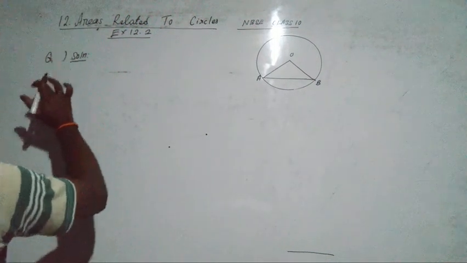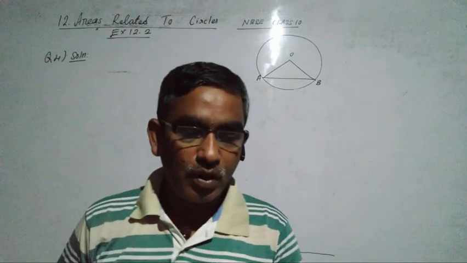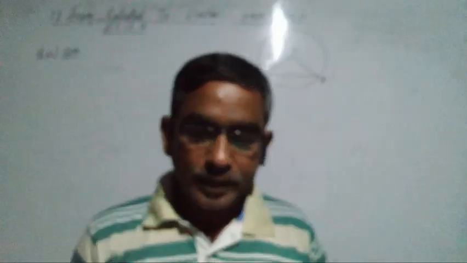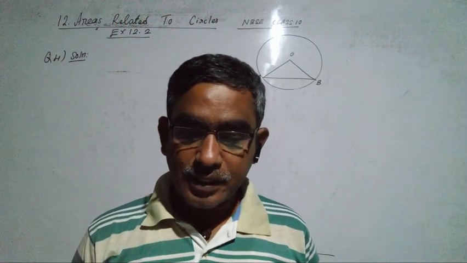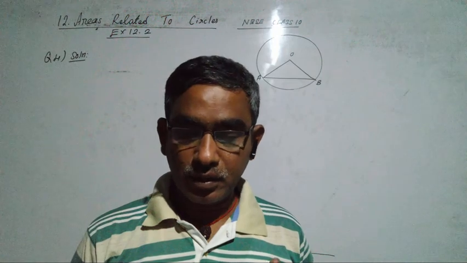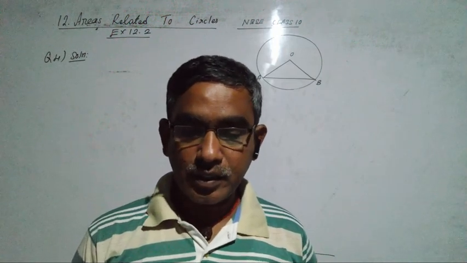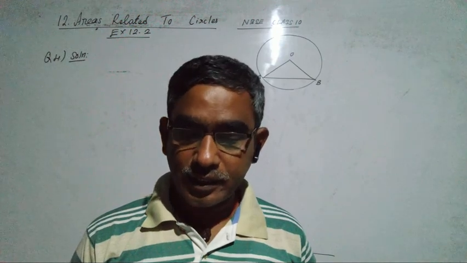Let's come to question number 4. A chord of a circle of radius 10 centimeter subtends a right angle at the center. A chord is given and radius 10 centimeter. It makes a right angle at the center. Right angle means 90 degree at the center.